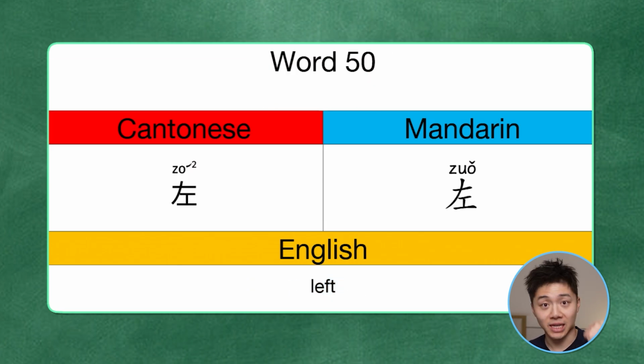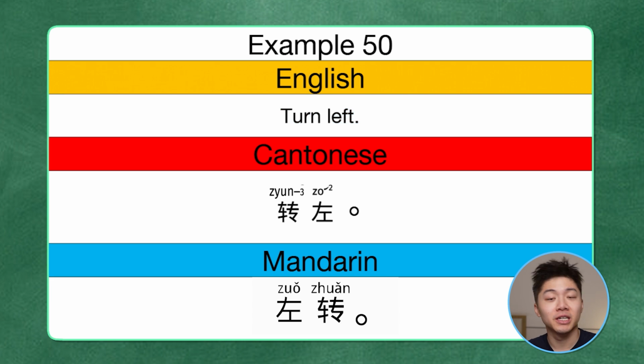Next is left, like literally left side. 左 in Mandarin, 左. So for example, turn left. In Cantonese, 轉左. In Mandarin, 左轉. So notice, by the way, when we say turn left or turn right, in Cantonese we say turn left, in Mandarin we say left turn. It's just different habits of the language, otherwise the same thing. So 轉左 in Cantonese for turn left, in Mandarin 左轉, so left turn. That's what's more common.